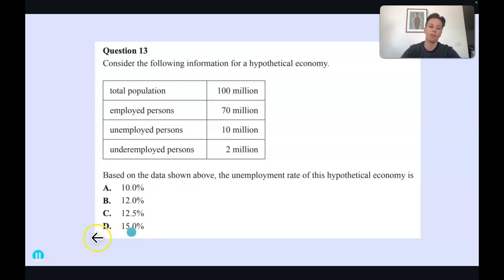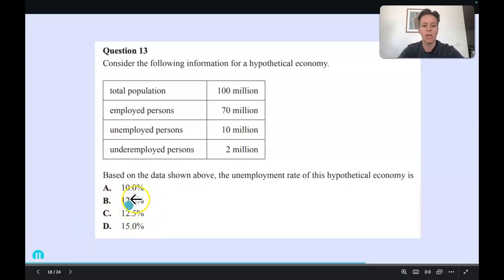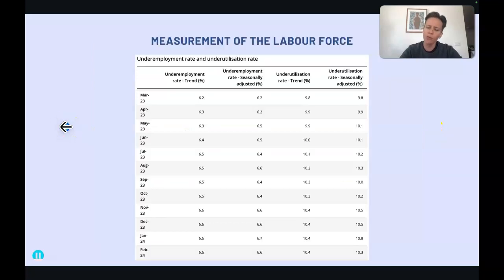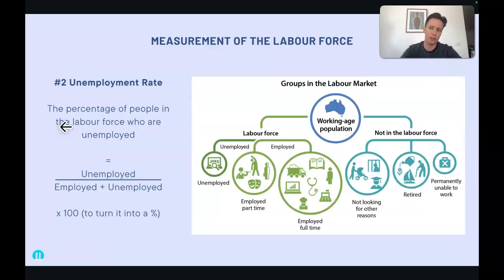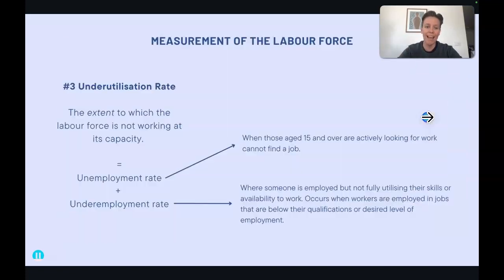Plug that into your phones. You'll find that it's equal to C, 12.5%. So there's not too much maths, guys, but I do need you to be aware of the way that we calculate the unemployment rate and also the underutilization rate. Now, you would never need to necessarily calculate using numbers the underemployment rate, but you may need to calculate the unemployment rate, and then they tell you what the underemployment rate is, and you know that those two pieces of information need to be added together in order to calculate your underutilization rate.